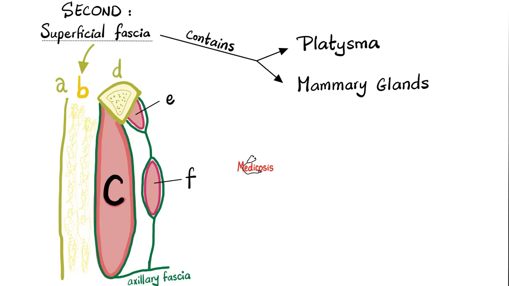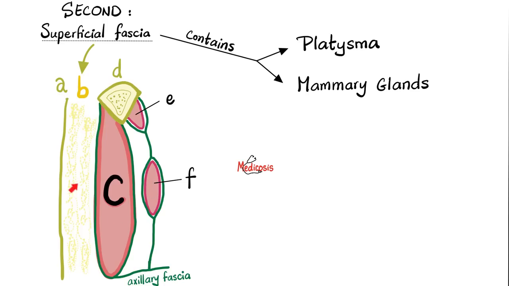Now pause. A is the skin, which contains epidermis and dermis. B is the superficial fascia or the hypodermis. C is the pectoralis major muscle. D is the clavicle. E is the subclavius muscle under the clavicle. How about F? Pectoralis minor, deep to the pectoralis major muscle. We're done with the skin.